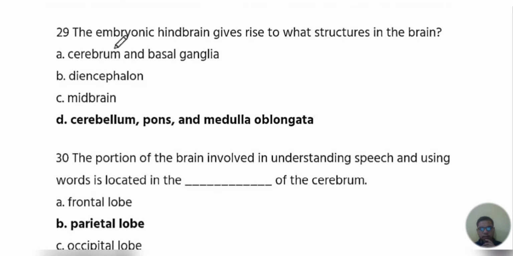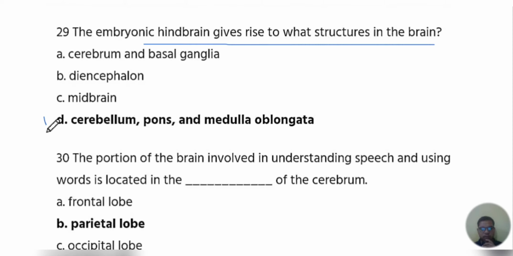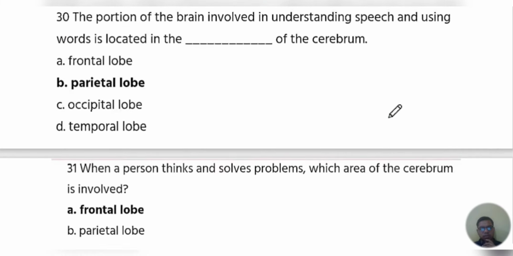The embryonic hindbrain gives rise to what structure in the brain? The answer is D. Cerebellum, pons and medulla oblongata. Next is question number 30.